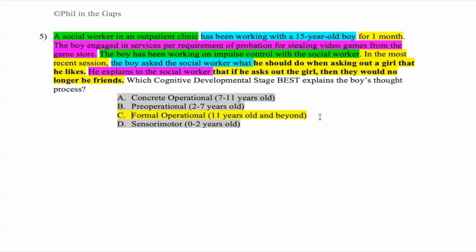We're looking at somebody that's coming up with a formal plan, wants to get a better result, utilizing that hypothetical deductive reasoning. I'm coming up with a hypothetical situation. I'm deducting the negatives out of the situation. So the correct answer here is C, formal operational. So that's how we'd look at that question in particular.